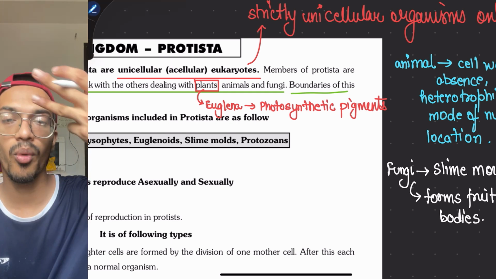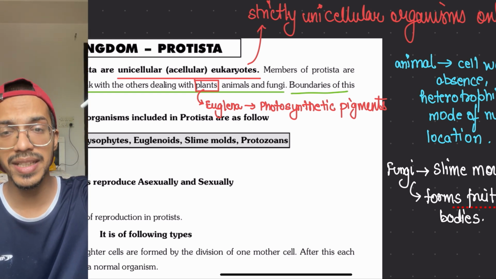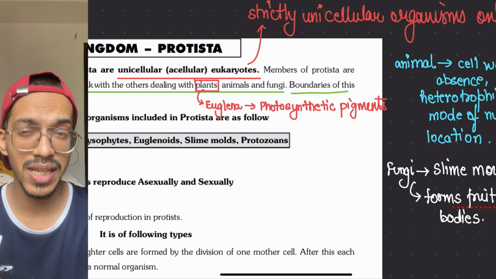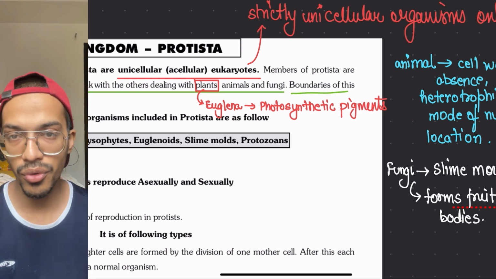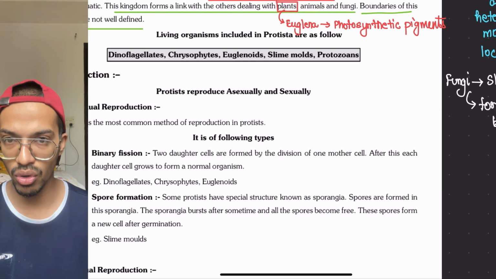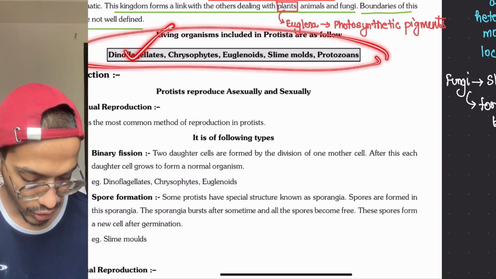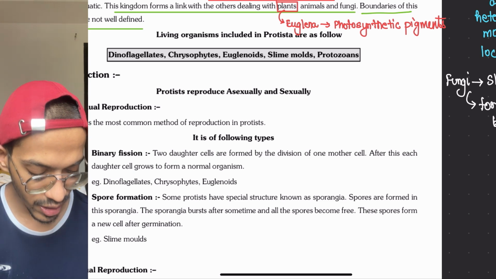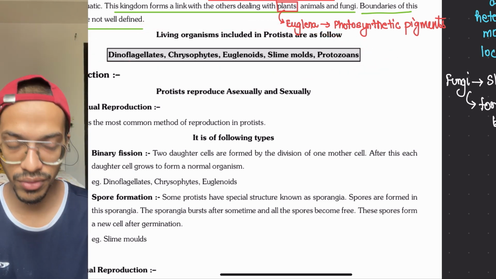So these 3 pointers you have to remember. This can come in assertion reason concept based questions in your NEET also, as well as in your subjective academic exams, where you have to justify these things. So examples and all those things have been written for you guys. Okay, so these are the classes or the divisions of the Protista. What are they? Dinoflagellates, Chrysophytes, Euglenoids, slime molds, and Protozoans. So these 5 different divisions we have to study, before going on to basic features and life cycle, we have to remember.